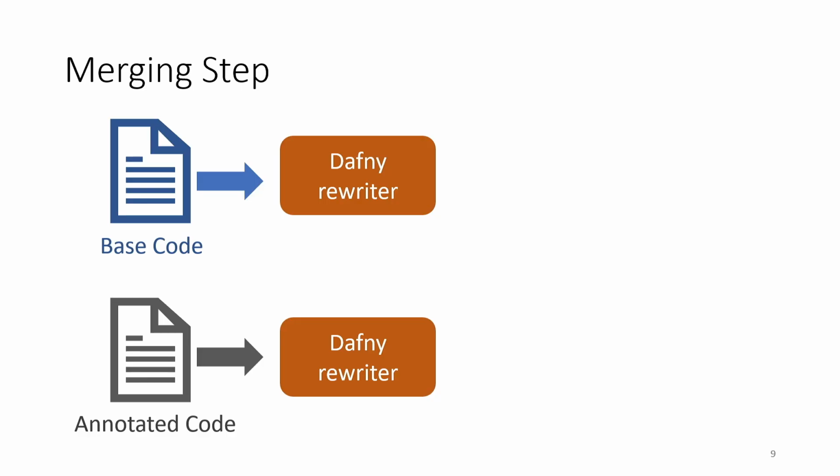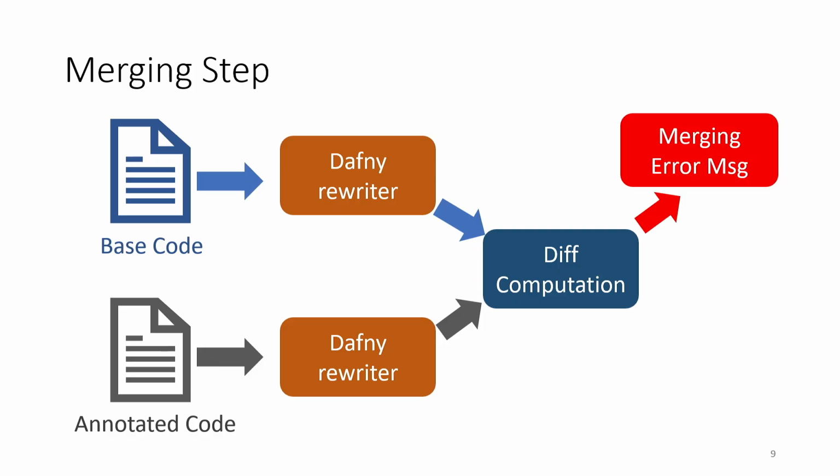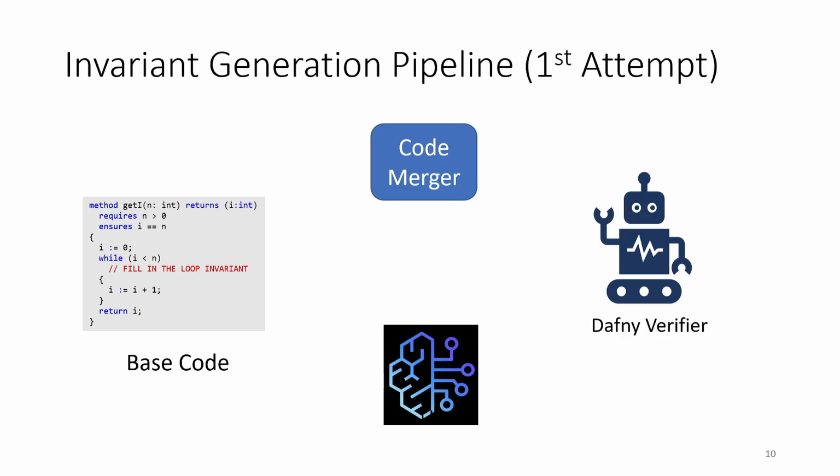This is where our first contribution is: we formally check whether the annotated code modifies the base code logic or not. We take both the base code and the annotated code, pass them to the Dafny verifier, and check whether the added programming blocks can be exactly parsed as annotations like invariants, ranking functions, or assertion statements. If not, we return the error message, and only if the merge is successful do we move to the next step, which is calling the Dafny verifier. So this gives out the first attempt we took.